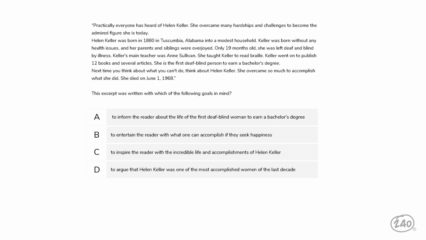She is the first deaf-blind person to earn a bachelor's degree. Next time you think about what you can't do, think about Helen Keller. She overcame so much to accomplish what she did. She died on June 1st, 1968.